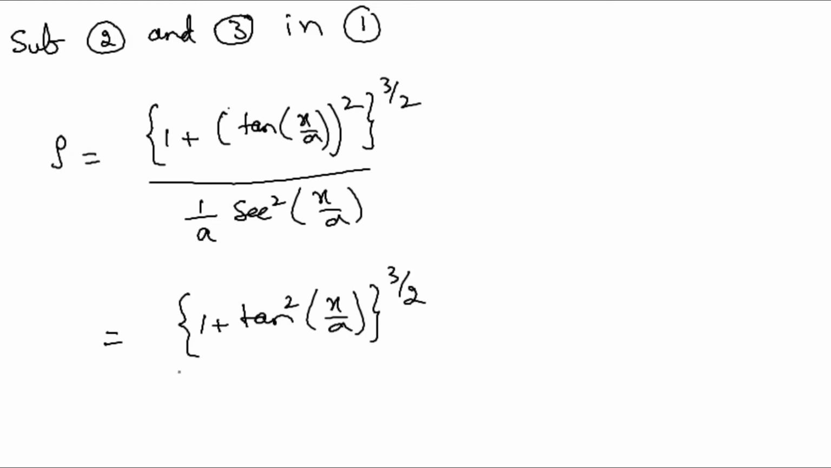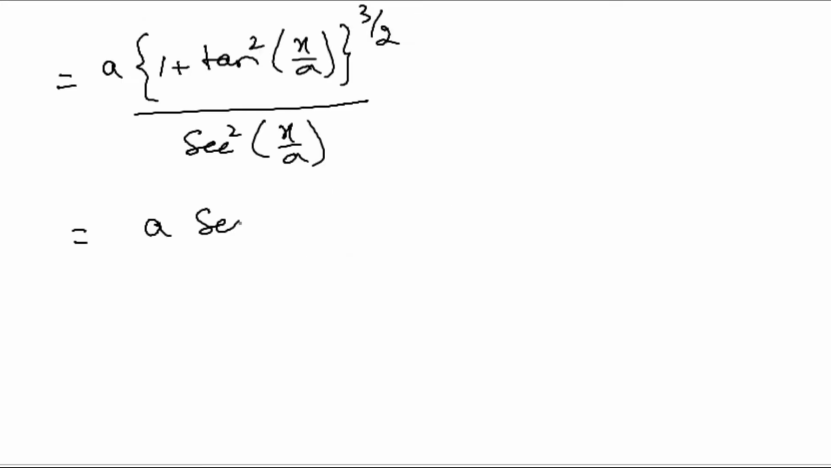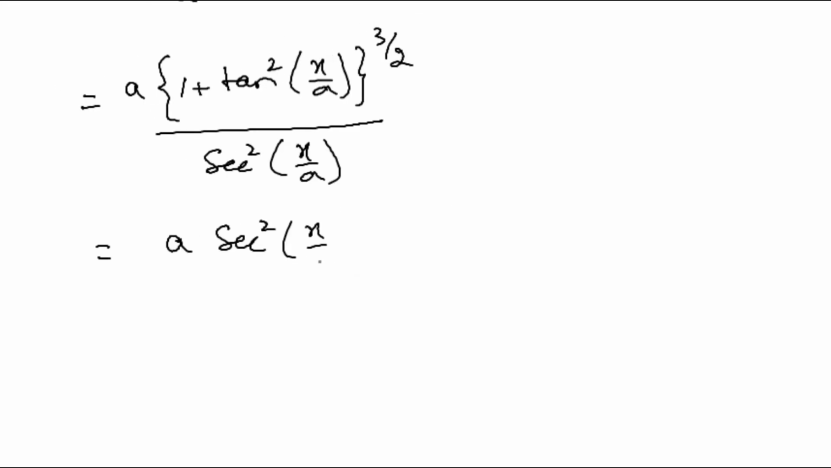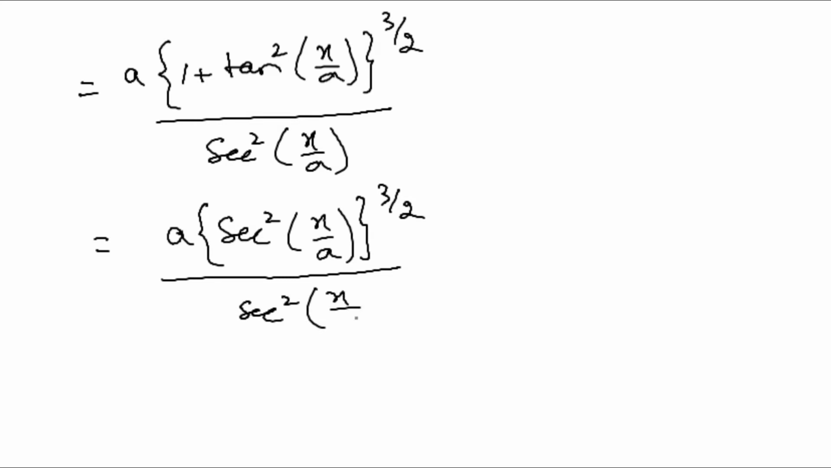It is whole divided by 1 by a comes in the numerator and becomes a. Denominator secant square of x by a will be as it is. So it is a times of 1 plus tan square, which is nothing but secant square. Secant square of x by a, its whole power of 3 by 2. It is whole divided by the denominator as it is, secant square of x by a.